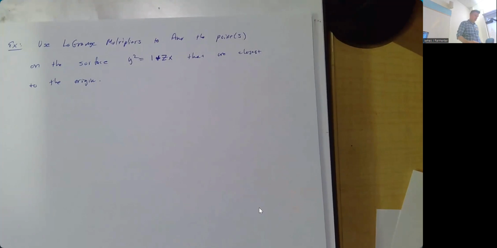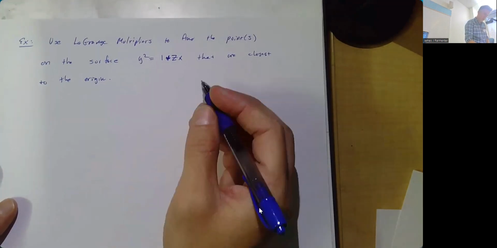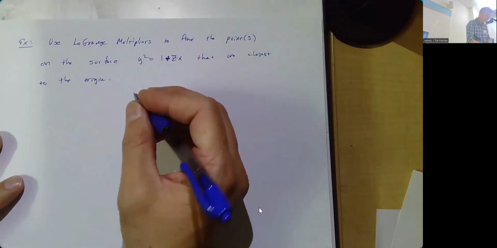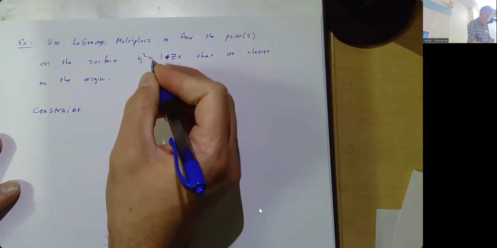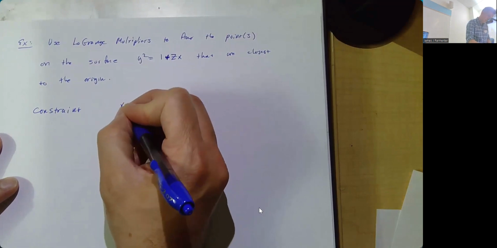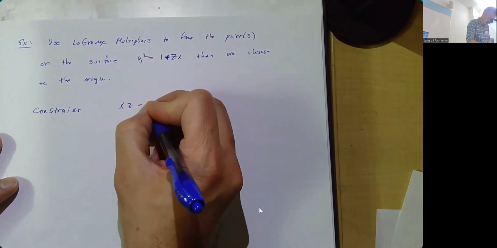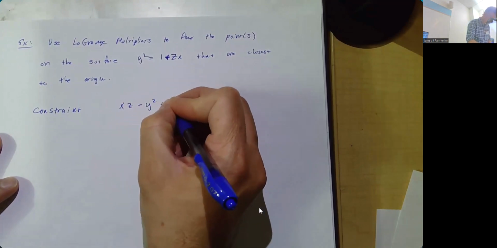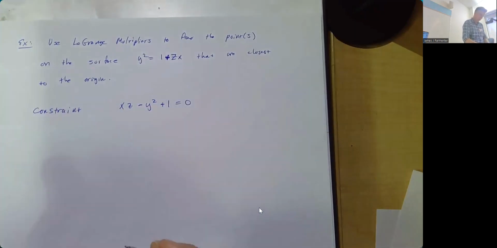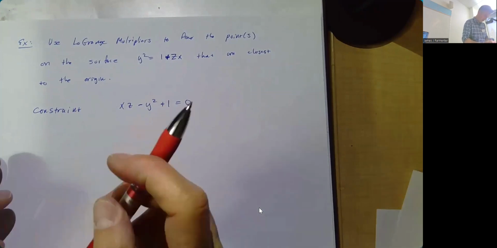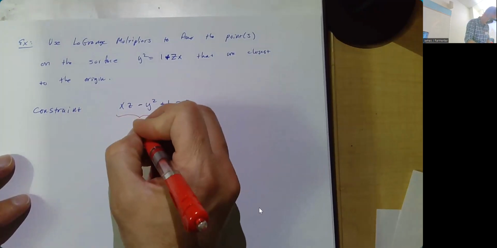Okay, so back to this problem. All right, what am I trying to do here? My constraint, which I usually don't write first, I'm going to write as xz minus y squared plus 1 equal to 0. So subtracting y squared from both sides and rearranging it, that's going to be my g of x, y, z.